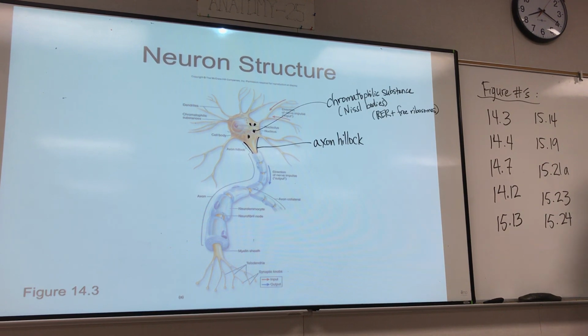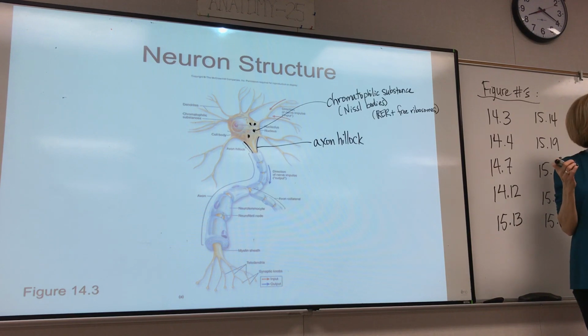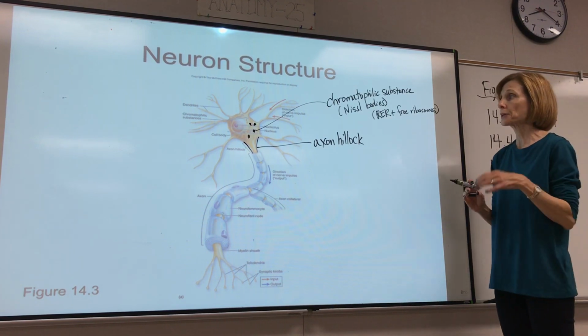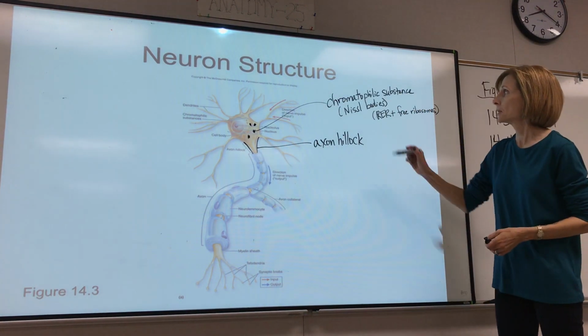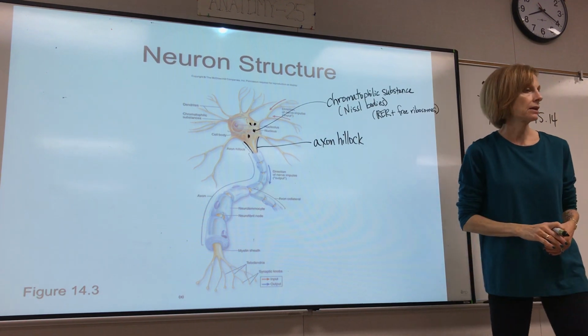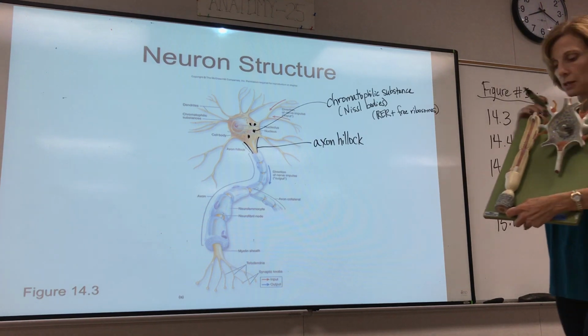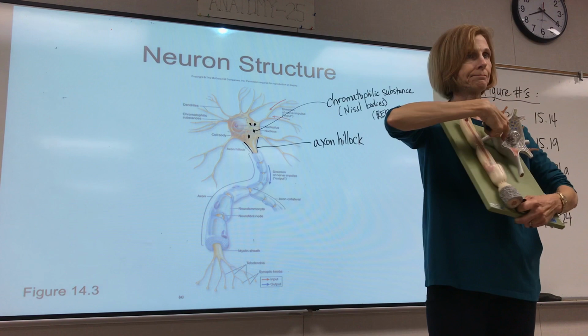Always sending action potentials, so it tends to kind of wear out and parts of the membrane will be replaced regularly. So a lot of RER and ribosomes. Okay, so this is something that's kind of unique to neurons. You can see it on this model as this blue stuff. All this blue stuff in here is supposed to be the Nissl bodies.